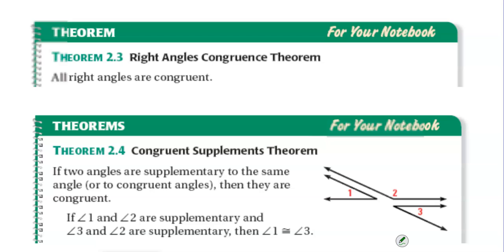So the first theorem to look at is the right angles congruence theorem, which states all right angles are congruent. We know all right angles are 90 degrees, so it makes sense. All right angles are congruent. It's the right angles congruence theorem.